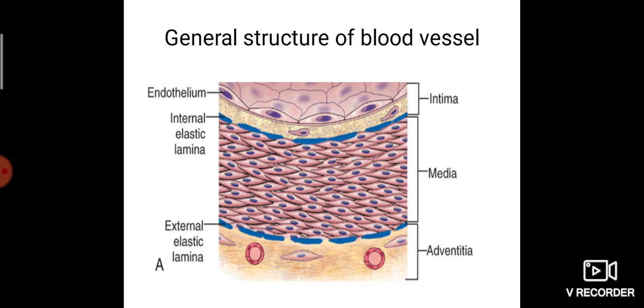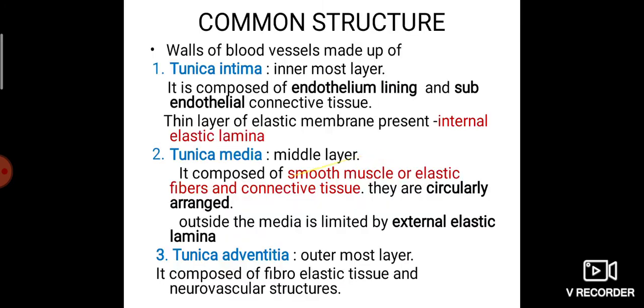Some muscular fibers are visible, some elastic fibers. It's a mixture of all the things, tunica adventitia. So these are the general features of a vascular tissue.